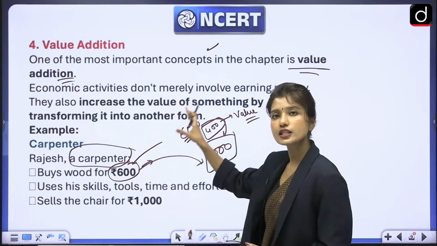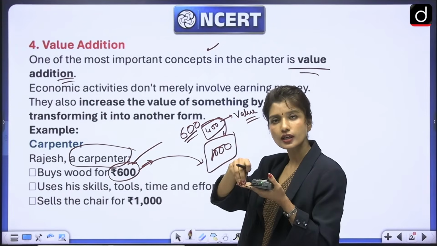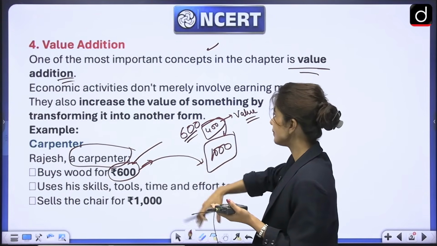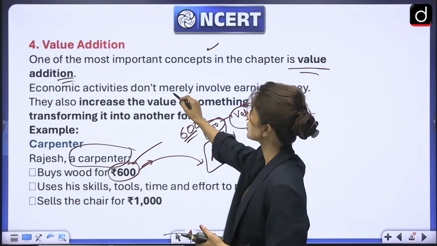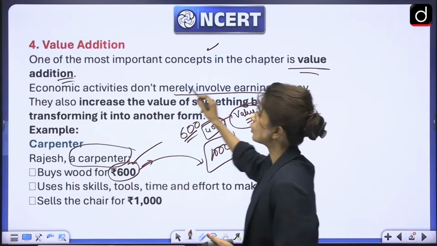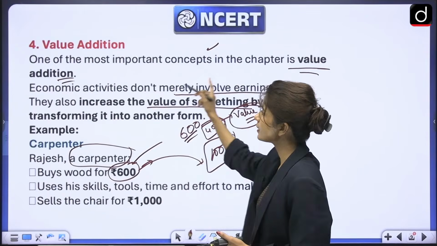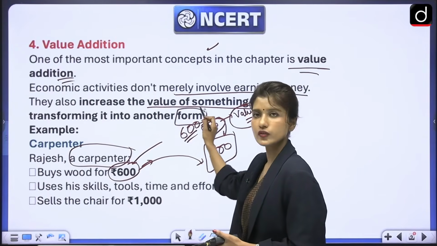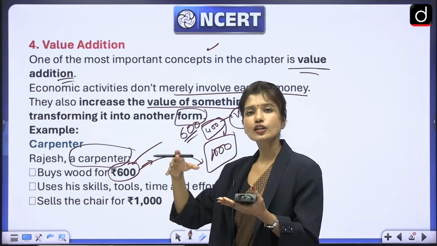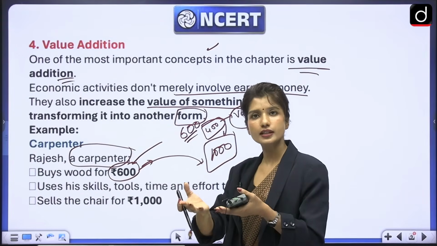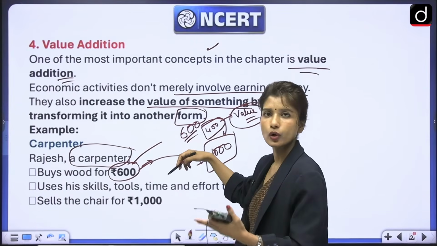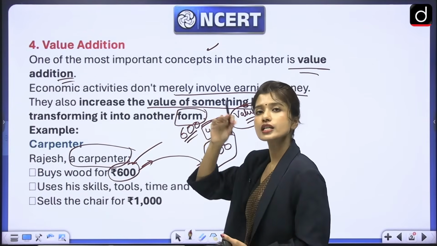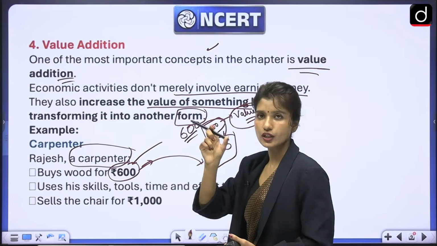He used his skills to add some value to the raw material, and then he made a product out of it. That is called value addition. So economic activities don't merely involve earning money. They also increase the value of something by transforming it into another form. We have raw material, then you use skill to transform that raw material, and then you deliver a product. That skill is the value addition in this case.